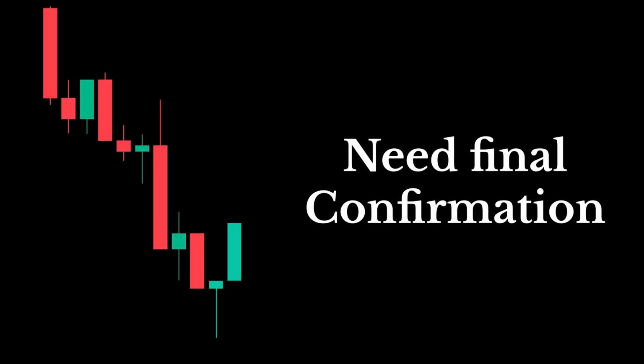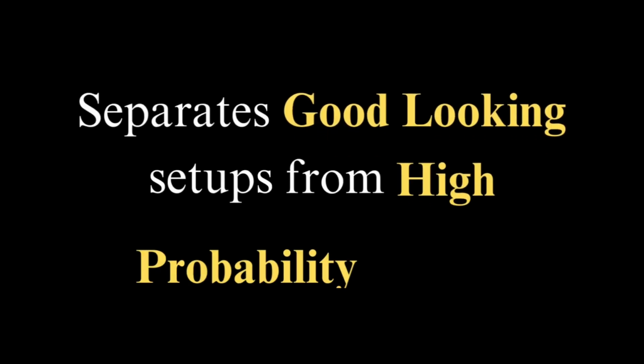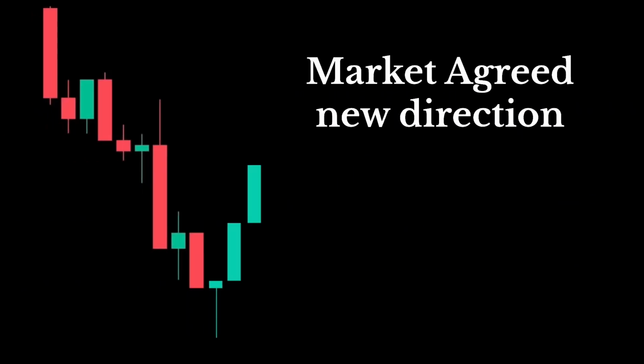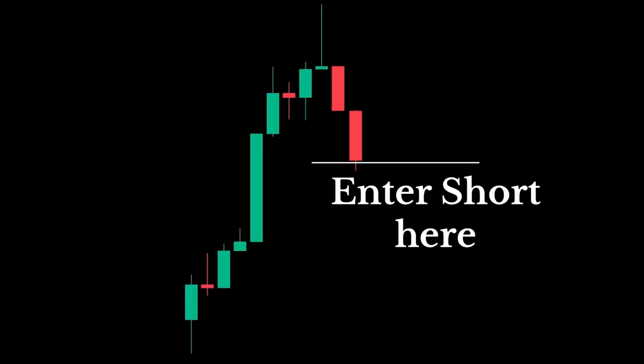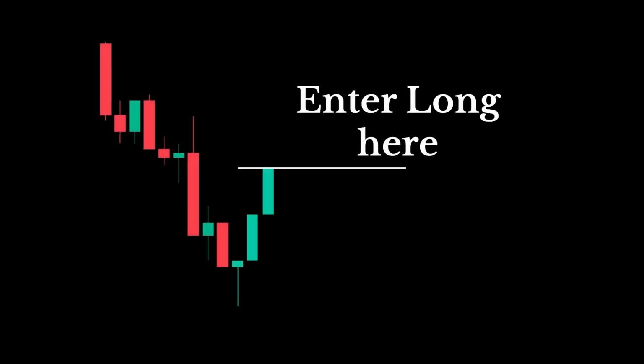Once we have a rejection and follow-up, we are getting closer. But there is still one final confirmation I wait for before entering a trade, and that's acceptance. This is the confirmation that separates a good-looking setup from a high-probability setup. Acceptance is the market saying, I agree with this move. It is the difference between a fakeout and a real shift in control. This is where I actually look for an entry. Because now I am not trading a prediction, I am trading a confirmation.